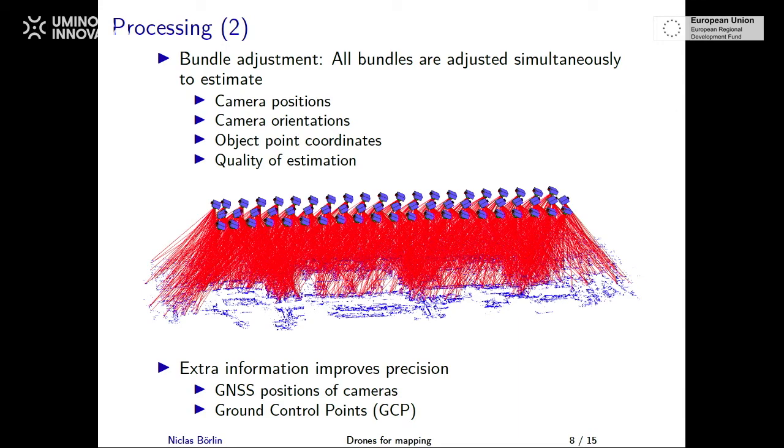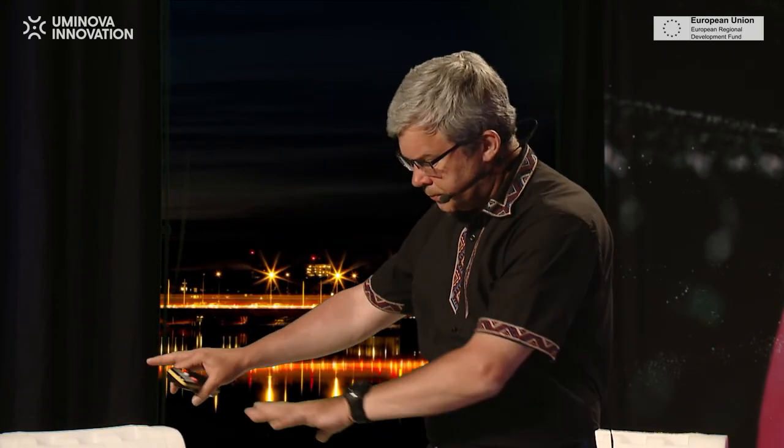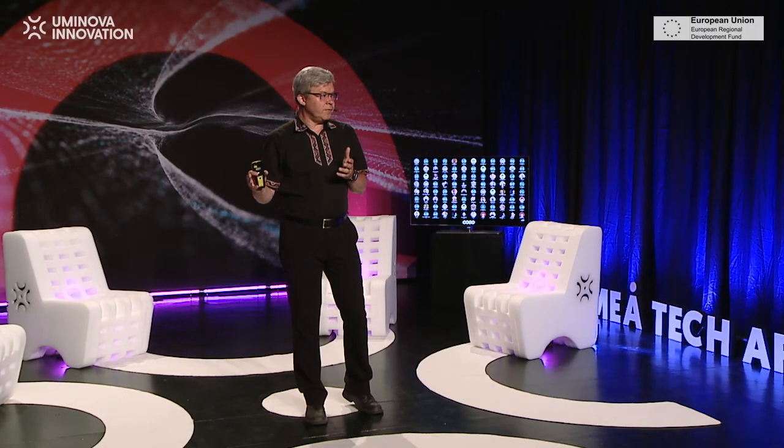The final step, when this is done for all the images, all the points, we get lots and lots of bundles of rays. And in the final process, it's called bundle adjustment because all these bundles of rays are adjusted simultaneously. It's an optimization problem. And the result of that optimization problem is that we get an estimate of the camera positions in space, the camera orientation in space, that may or may not be interesting, depending on the application, but also the coordinates of all the object points. That's typically what's of interest.